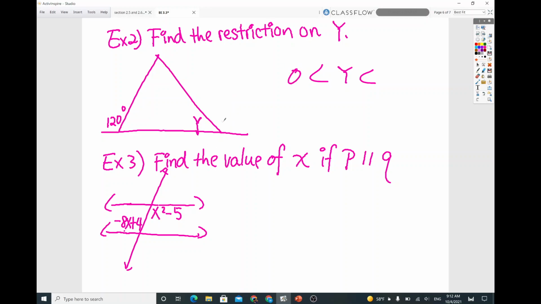One thing that we notice, this angle would be considered 180 minus y, because that would be a linear pair. And the other angle here, you subtract from 180, so you'll get 60. So 60 plus y, then that would be considered 120. So basically we can find out the measure of the angle. So for the restriction, you can just say that angle y is 60 degrees.